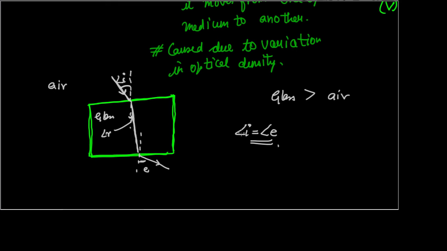First it's entering from air to glass, then from glass to air. From air to glass, it's moving from a rarer to a denser medium. It is going to move towards the normal. When it is moving from glass to air, it is moving from a denser to a rarer medium. It is going to move away from the normal. Right? So that is your refraction through a rectangular glass slab.